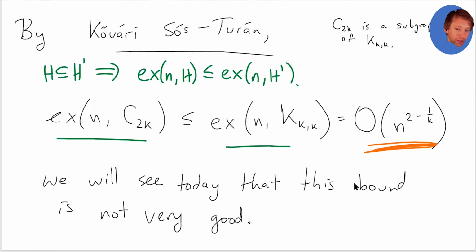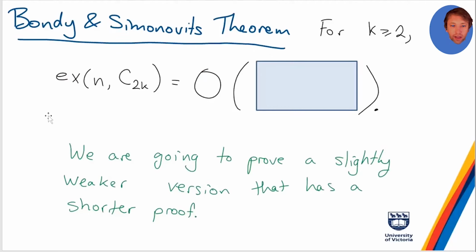Today what we're going to show is that this bound is really pretty poor. As k gets larger, this becomes closer to n squared, so it becomes larger. But we're actually going to show that the extremal number of a cycle of length 2k gets smaller as k gets larger. Or at least we're going to show that the upper bound gets smaller. As with all of these bipartite problems, we're not going to really have good lower bounds, but we'll have upper bounds. Any questions?